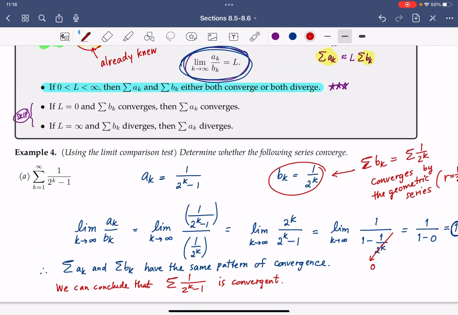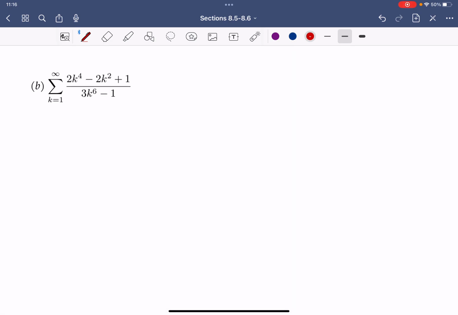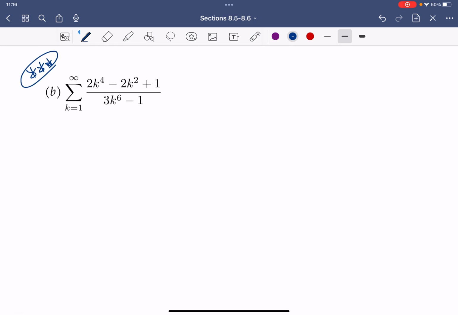Okay. So example 4. Let's start with part B. This is the one that I always put on the exam, and I mean everyone puts this one on the exam, so you should start it. This is a question where you always use the limit comparison test for this type of question. So the summation from k equals 1 to infinity of 2k to the 4th power minus 2k squared plus 1 over 3k to the 6th minus 1. So how do we do the limit comparison test?